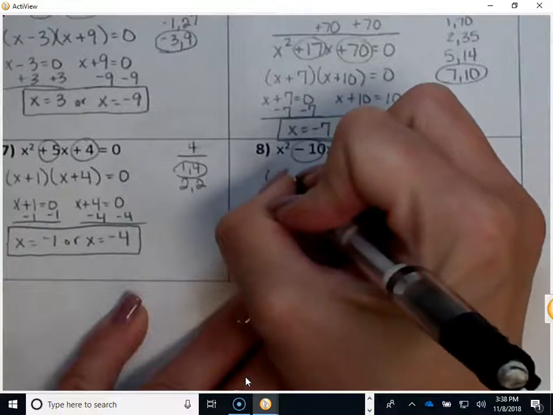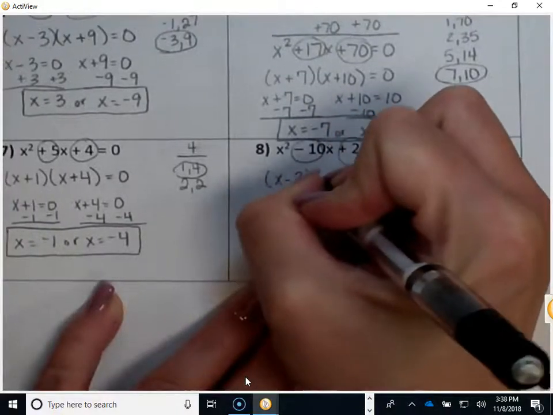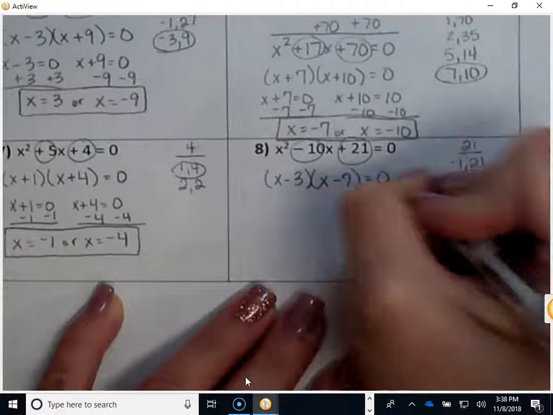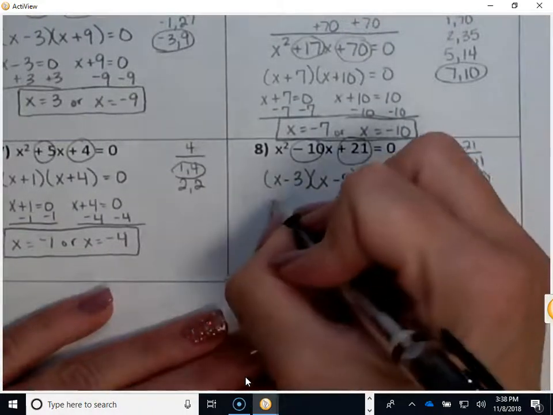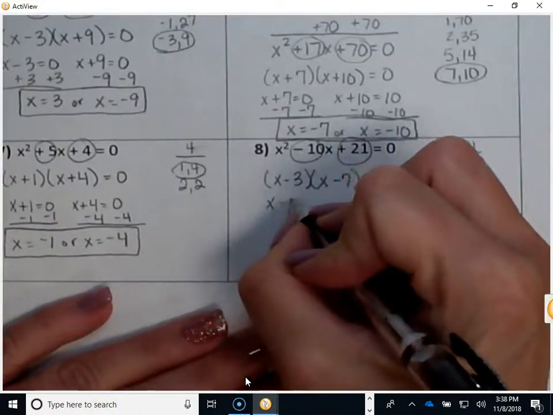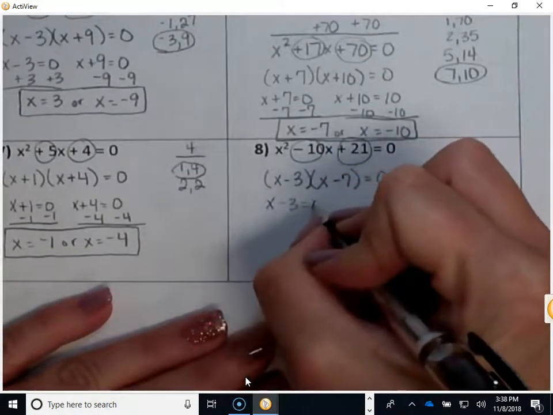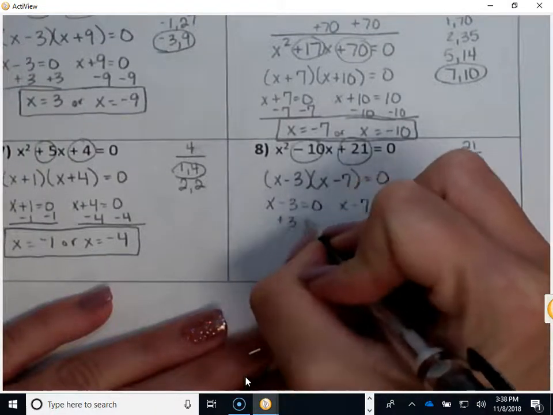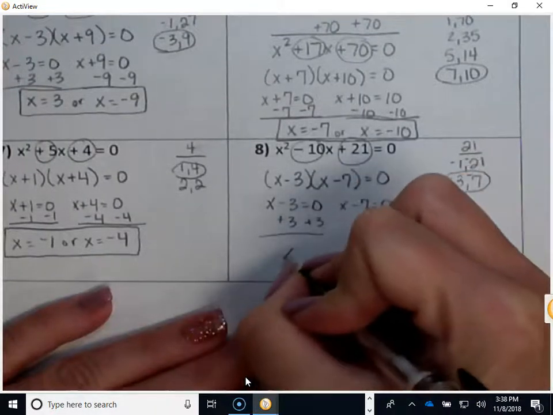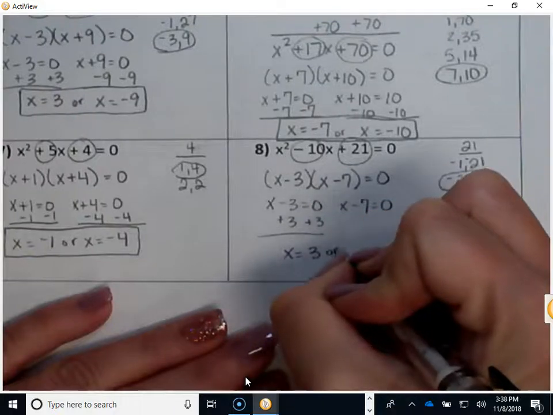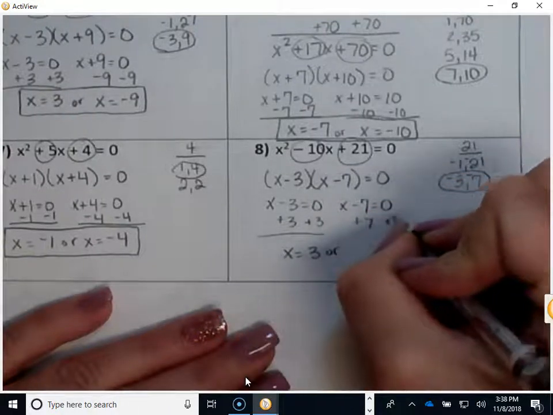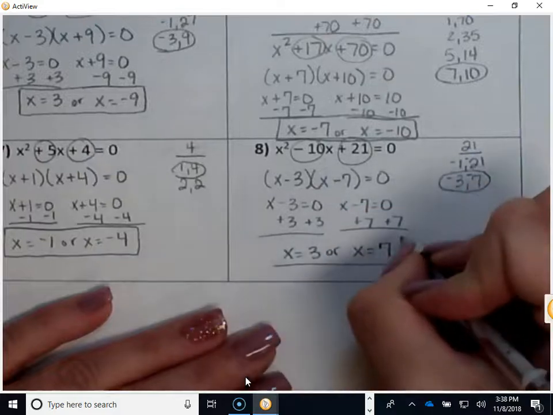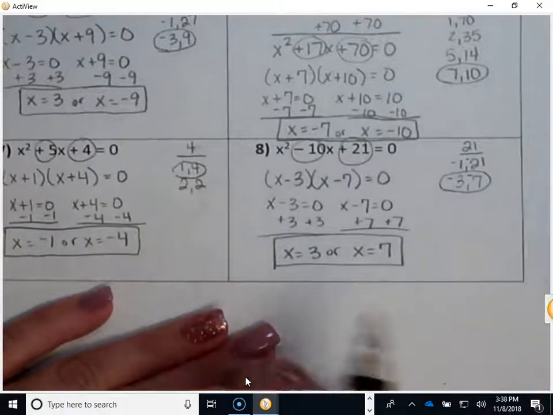So I set that up as x minus 3 times x minus 7 equal to 0. And then set each of those equal to 0 and solve. In this case, I add 3 to both sides, getting me x equals positive 3. Add 7 to both sides, giving me x equals positive 7. So x will either equal 3 or positive 7 for that situation.